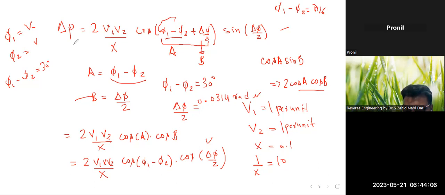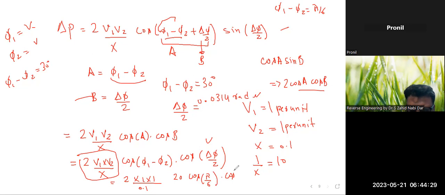So the whole expression: 2 v1 v2 by x, the first thing is 2 into 1 into 1 divided by 0.1. This whole thing will become 20, no doubt. Then this becomes cos pi by 6, and that is root 3 by 2. And this term is cos of, what is that term?